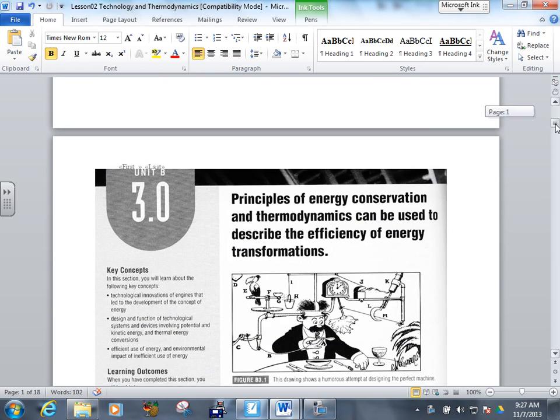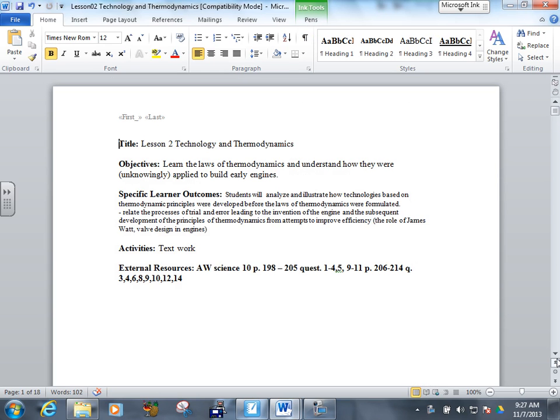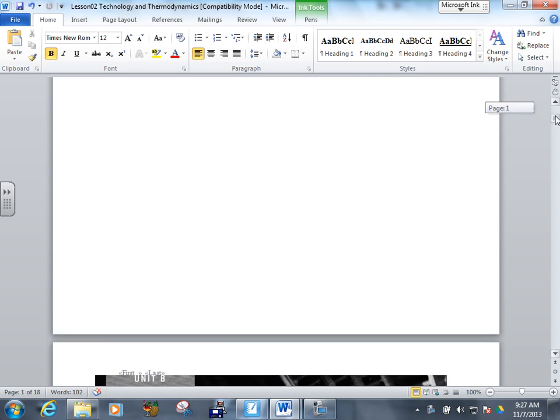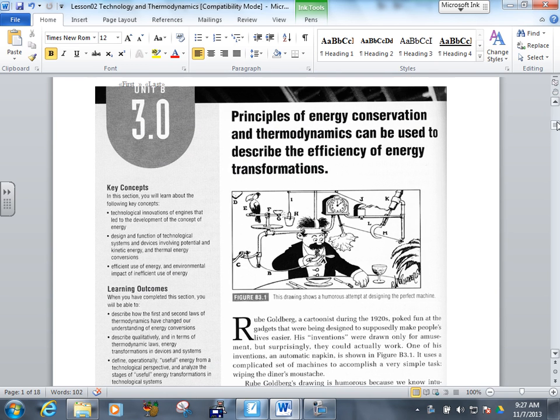Okay. So you need this one here, guys. It says Unit 3B, Principles of Thermodynamics, or Principles of energy conversion. It's in your notes package. It should be in the notes package you printed off for yourselves.